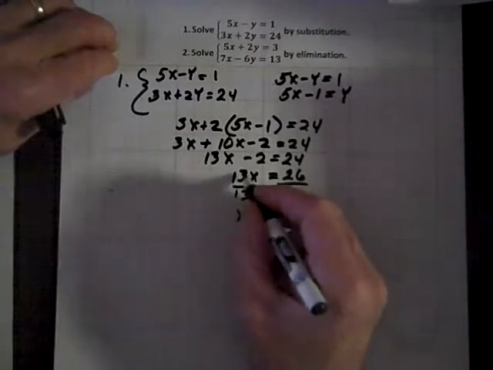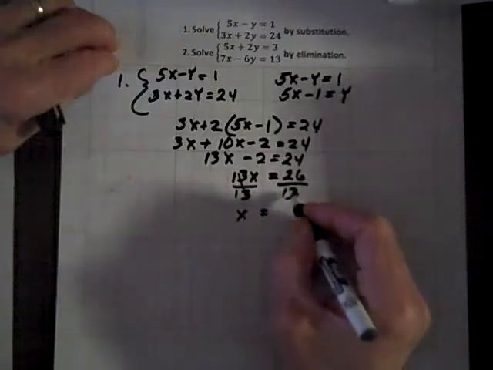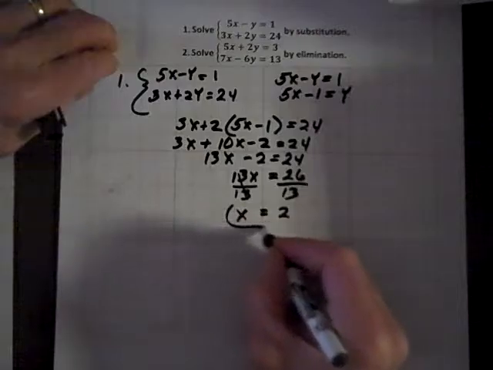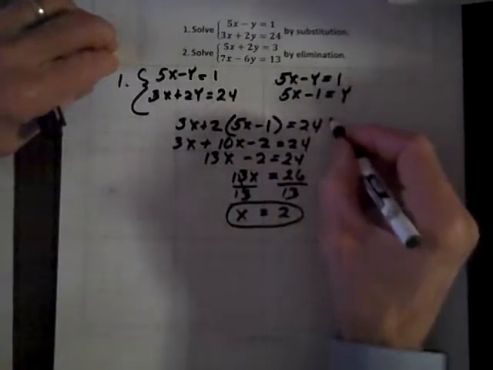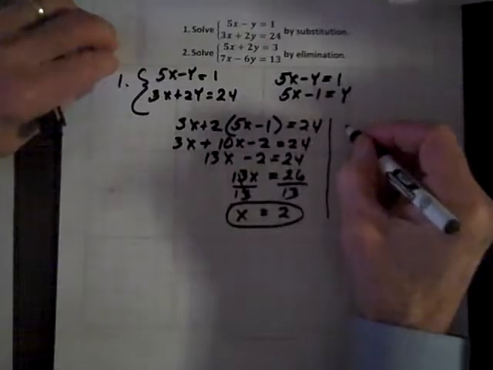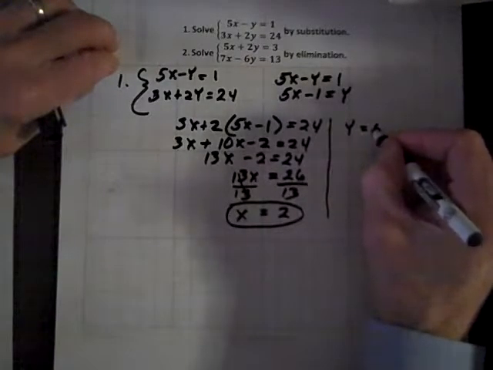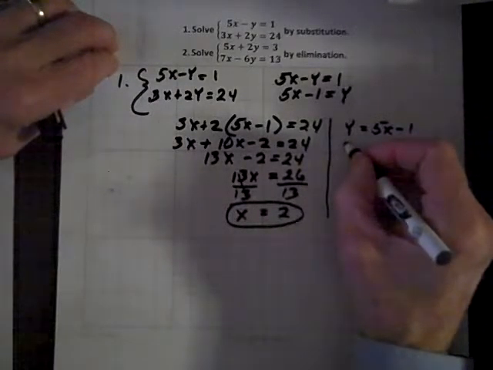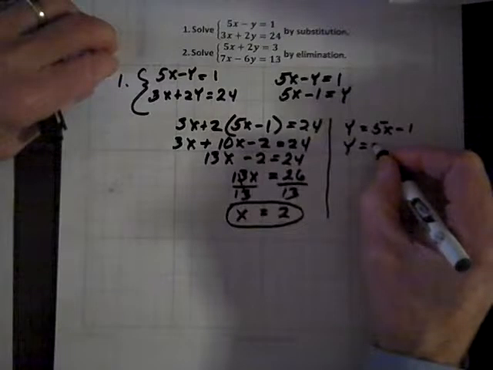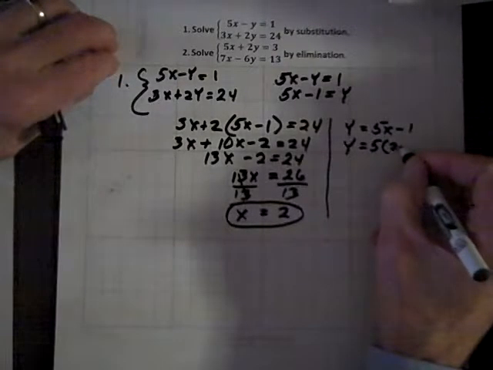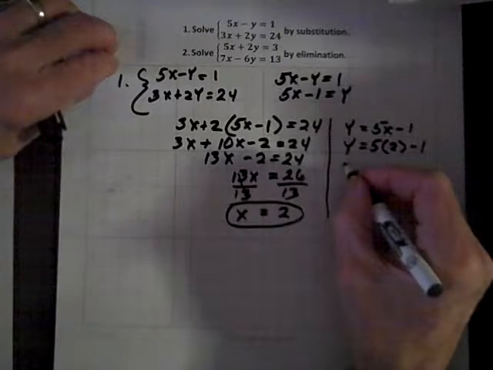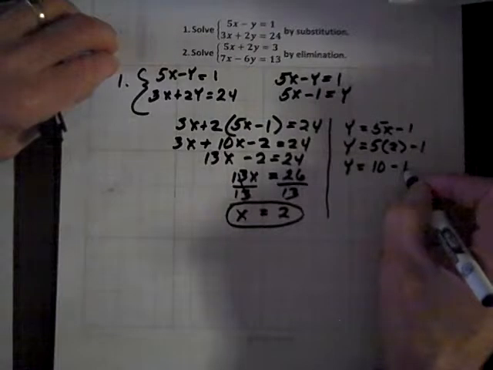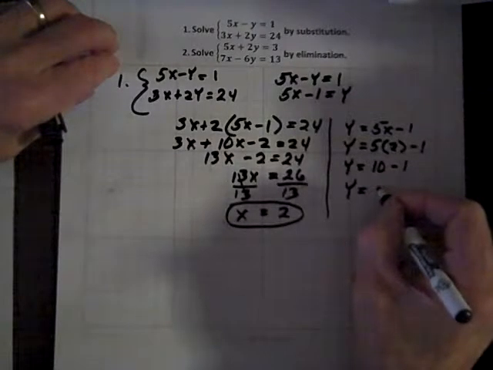and 13's divide out here, and we get x equals 13 goes into 26 2 times. So now we know what x is. And we also know that y equals 5x minus 1. So in place of x, we'll substitute 2. So y equals 5 times 2 minus 1. So y equals 5 times 2 is 10. And there's our negative 1. So y equals 9.